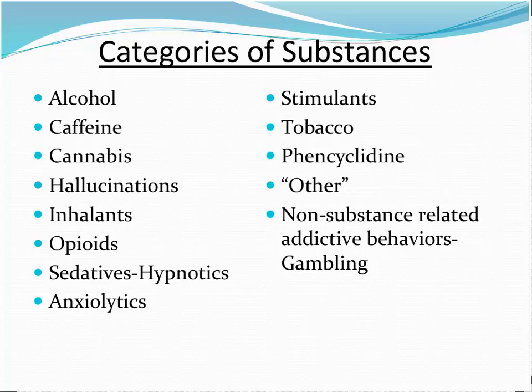So that is what the other category is for. If there is enough information about the substance, for example bath salts, it may be listed under stimulants. But if they're using something that does not fall neatly into one of the other categories, you can put it in the other section.